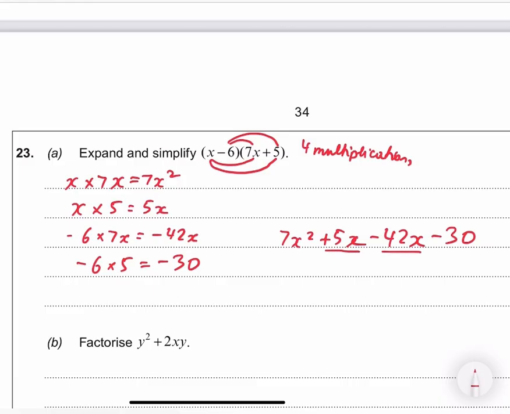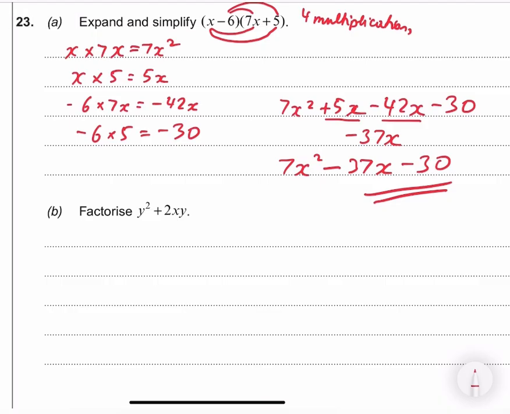Right, so these 2 in the middle can be simplified. Because they are both x's, we can combine the numbers at the front. We take away actually here, not add. 5 minus 42 gives you minus 37x. Put x there. And the other terms, just put them all in order. So only the 2 middle ones will be simplified. So why can't we add 7x squared and x? Because they are in different powers. We can't add x's in different powers. They have to be in the same powers.